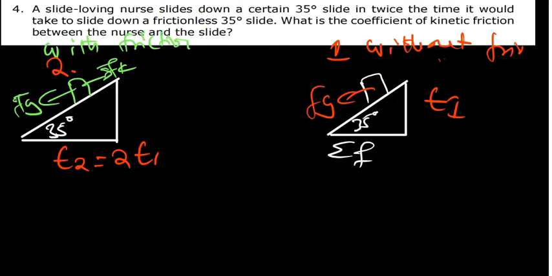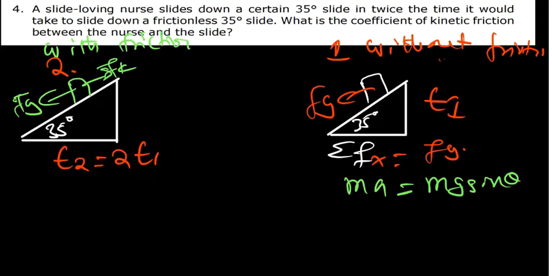Without friction, the summation of the forces is only Fg. Fg on an incline is mg sine theta, so we replace the sum with mass times acceleration, which is equal to mg sine theta. Now, on an incline, the normal force is mg cos theta.